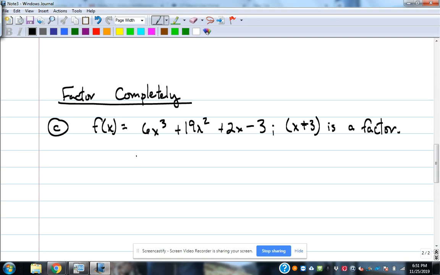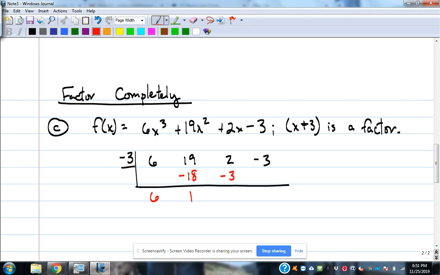So I'm going to take that polynomial and I'm going to do synthetic division. 6, 19, 2, -3. What goes on the shelf? -3. Flip the sign. Drop the 6 in. There's that remainder of 0, which is what I wanted.